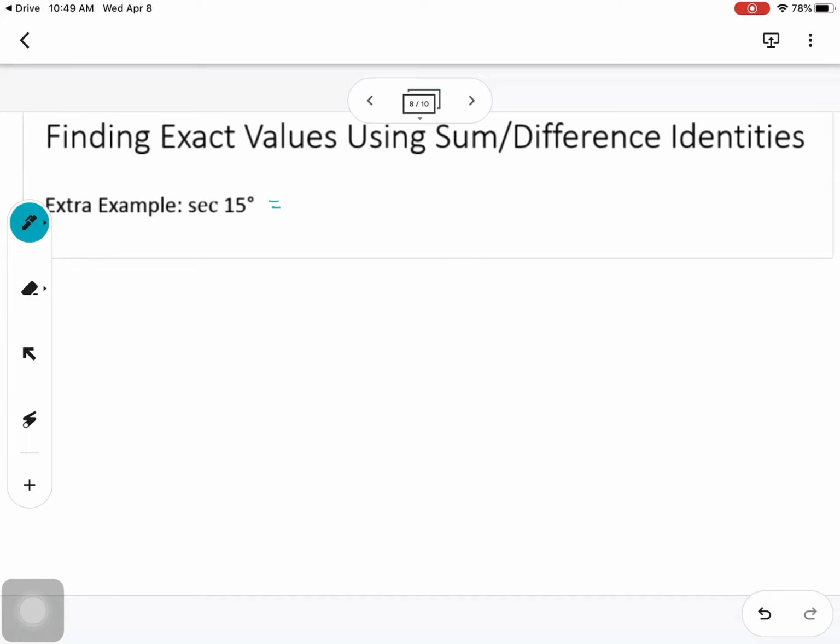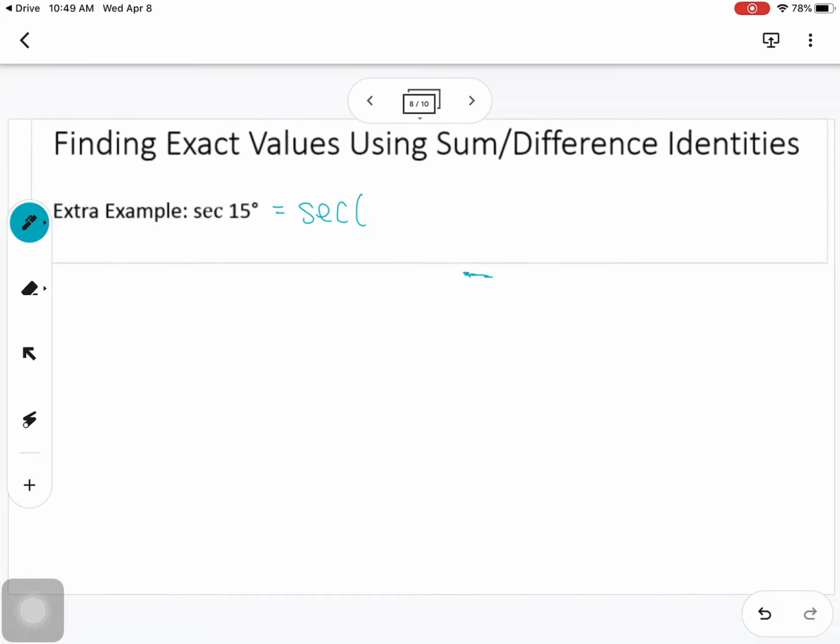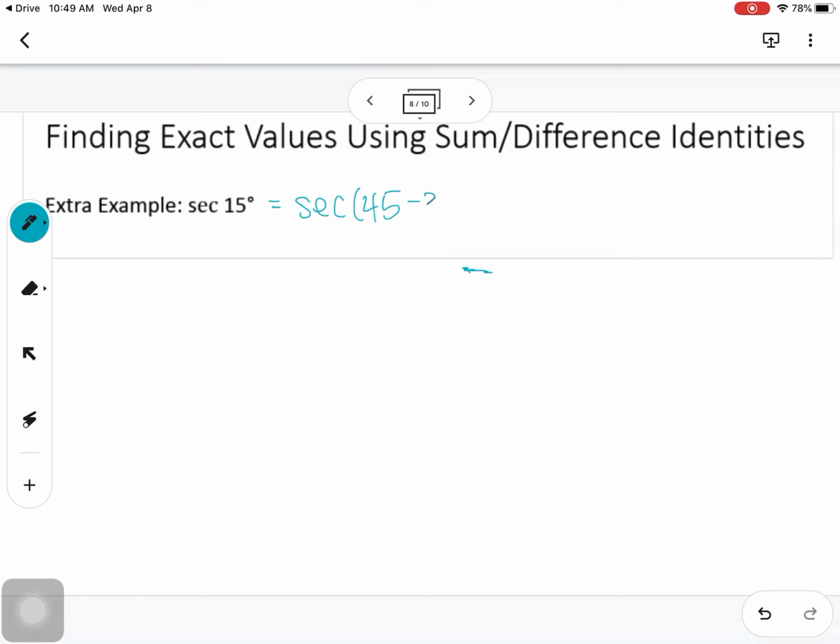To me, what I always think of first is just doing 45 minus 30, but that is not the only option. You can do this multiple different ways. If I'm doing secant, it is important to realize that that is really just 1 over cosine.